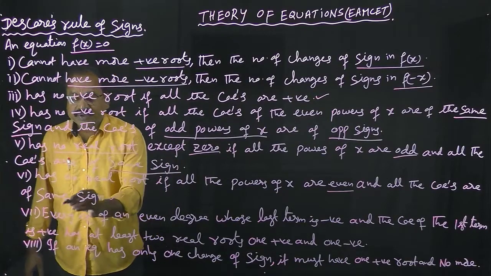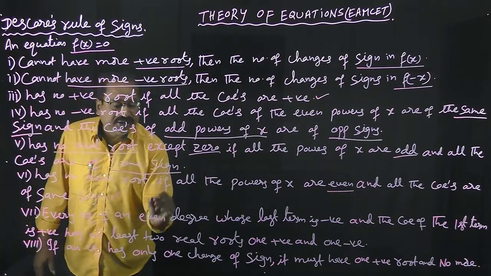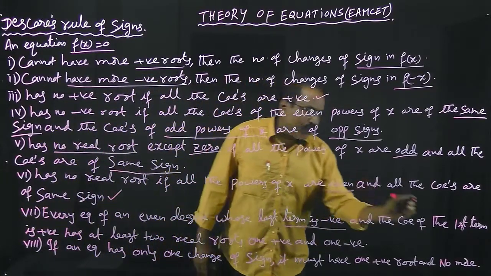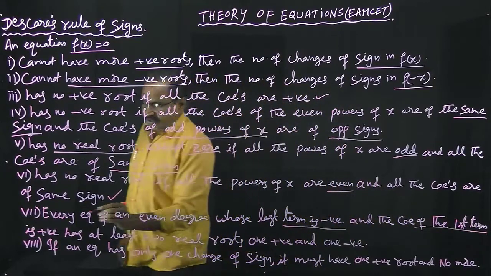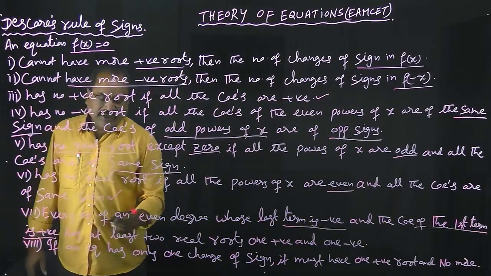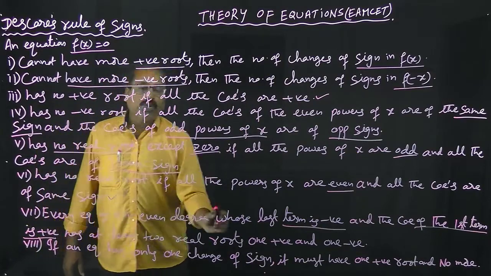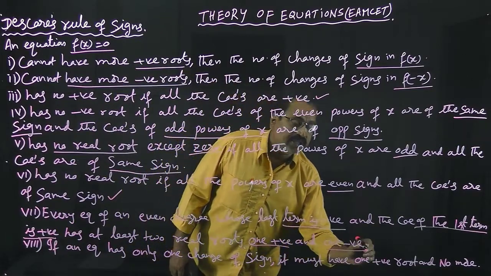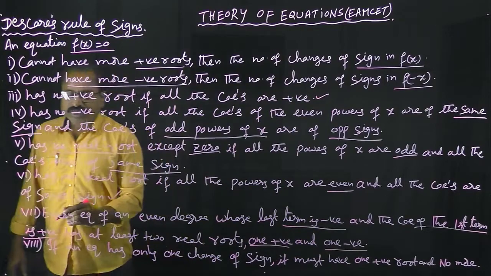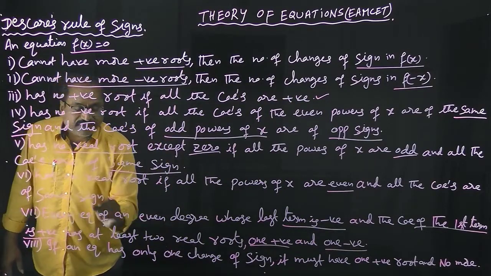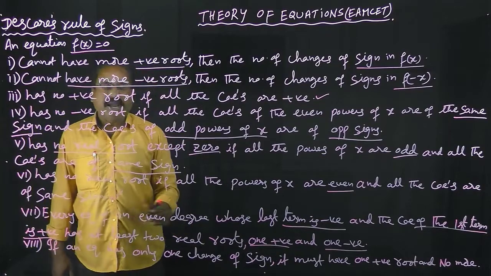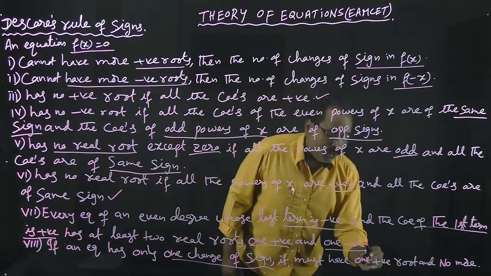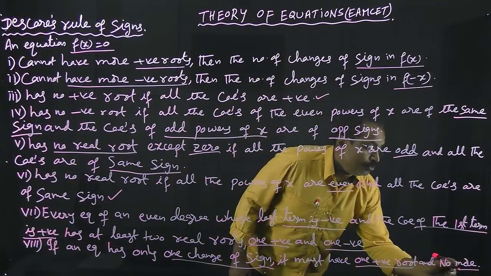Seventh one is, every equation of an even degree whose last term is negative and the coefficient of the first term is positive has at least two real roots. One is positive and another one is negative. Eighth one is, if an equation has only one change of sign, it must have one positive root and no more.